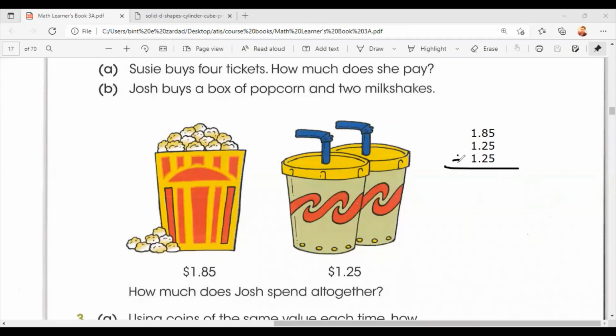When we are adding, 5 plus 5 plus 5 is 15, 1 up carry. 1 plus 8, 9, 10, 11, 13. 1 up carry again. 1, 2, 3, 4. So $4.35. So how much does Josh spend altogether? He spends $4.35.